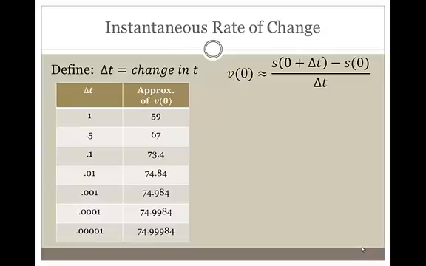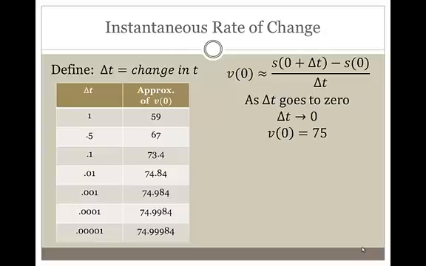What we've found so far is that when delta t equals 1, our approximation is that v of 0 is 59. If we shrink delta t to 0.5, our approximation becomes 67. When delta t is 0.1, our approximation is 73.4. When delta t is 0.01, our approximation is 74.84. We calculated down to delta t equals 0.0001 to find that our approximation of v of 0 is 74.9984. And if we were to calculate this for delta t equals 0.00001, we'd find that the approximation for v of 0 is 74.99984. So where does it look like these approximations are heading? It seems that as delta t gets smaller and goes all the way down to 0, we'll get v of 0 equals 75.